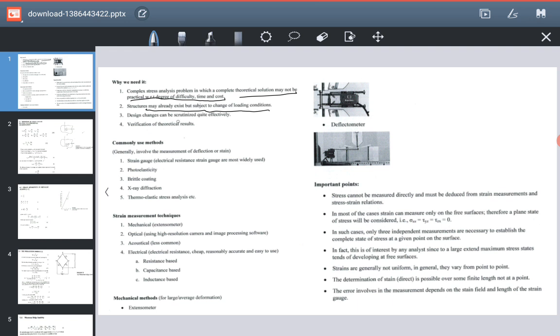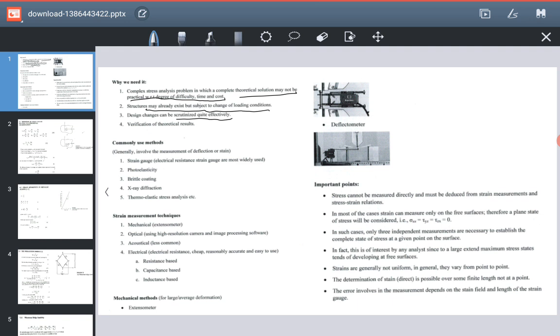It says the design changes can be scrutinized quite effectively. It means that whatever shortcomings we could face during the design phase, after we are done with the CAD/CAM designs and the ANSYS analysis, we can finally see them in the real world, and we can verify if there are certain things which we were not able to find out through software, or other high-end software.